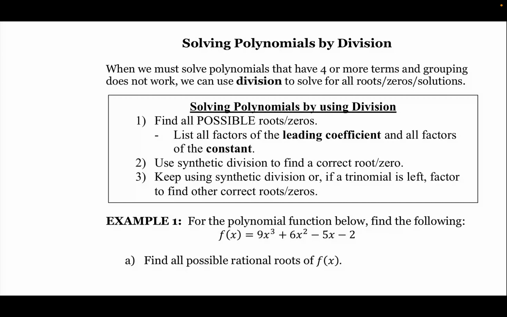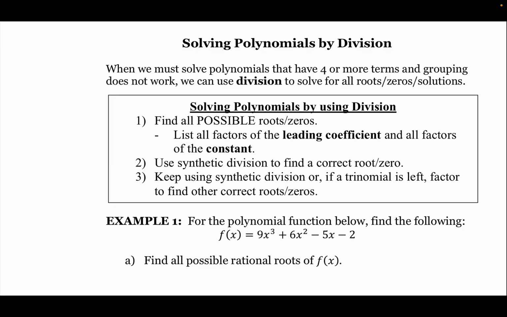So today when we solve, we're going to be solving things that are bigger than binomials or trinomials. They have, like you can see, number one has 4 terms. 1, 2, 3, 4 terms, right? In the past, we've used grouping, right?